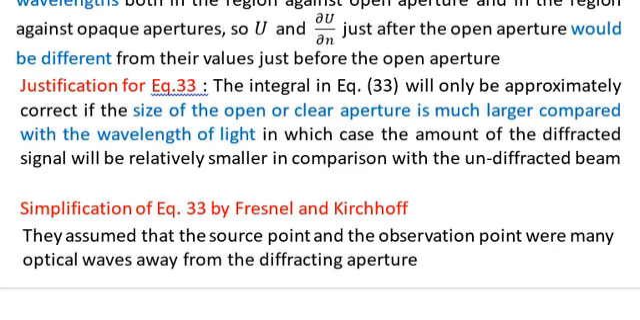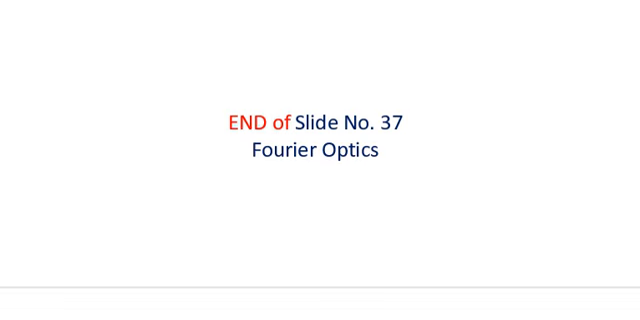Simplification of equation 33 will be made by Fresnel and Kirchhoff. They assumed that the source point and the observation point are many optical wavelengths away from the diffracting aperture. In the next slide we shall discuss in more detail the simplifications they provided in connection with equation 33, with the assumptions that the source point and the observation point are many optical wavelengths away from the diffracting aperture. So this ends slide number 37.